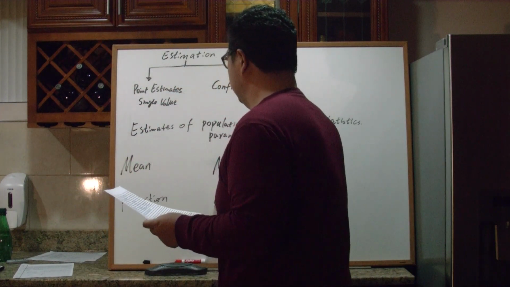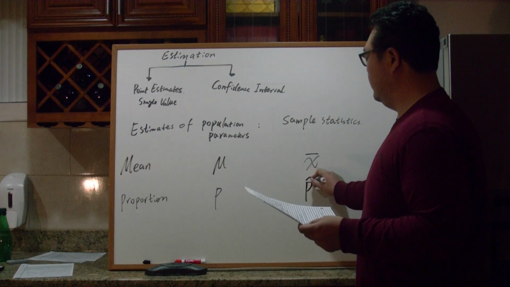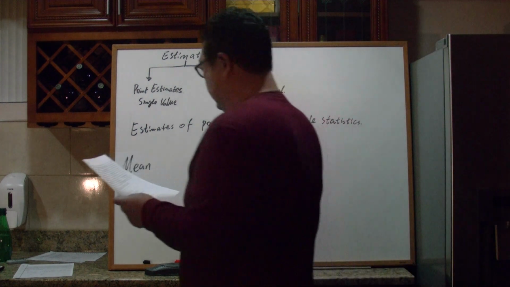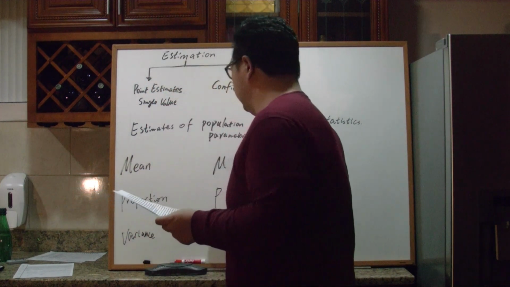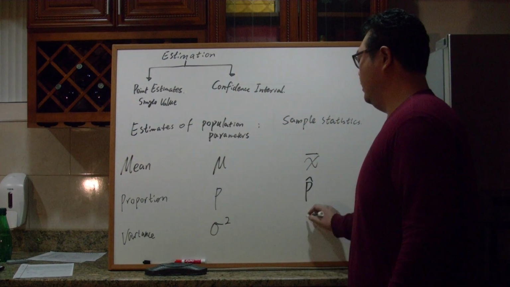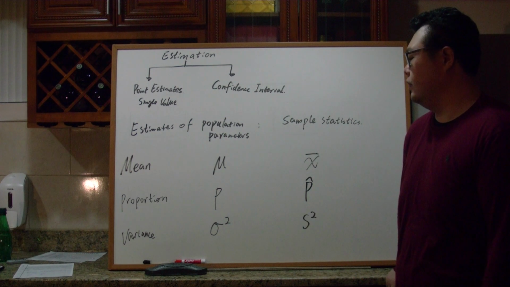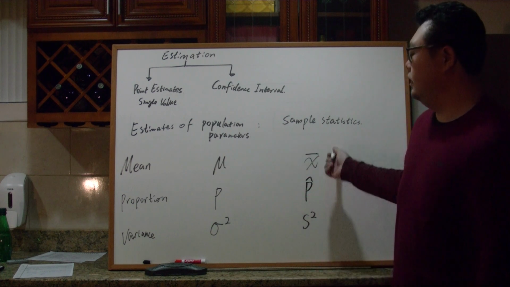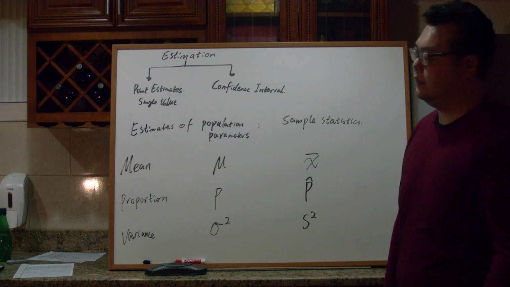The population proportion is the lowercase p, and the sample proportion we can get from the sample. We could use p hat. The variance of the population is sigma squared, and to estimate sigma squared, we can use the variance from a certain sample, s squared. In those cases, we do not know the population parameter, so we can use this sample statistic to estimate it.